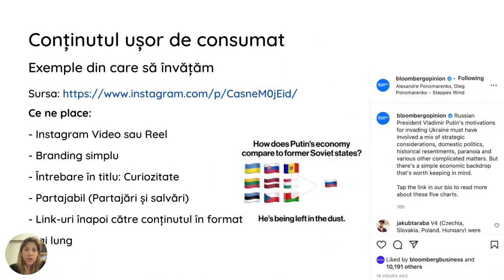Another example of snackable content is this video or reel from Bloomberg Opinion. You can copy the link from the slide and open it in a different browser to watch the full video. But the main element I want to highlight here is the simple branding. They use the same font in black on a white background. It's really simple. But they also ask an interesting question that triggers curiosity and engages you to watch the video till the end. The video also got a lot of likes, but also most likely shares and saves on Instagram, which are very important to get earned content on the platform.